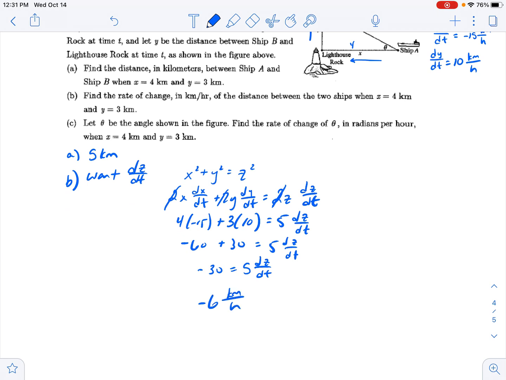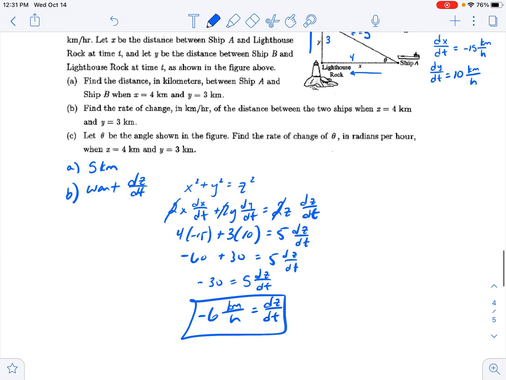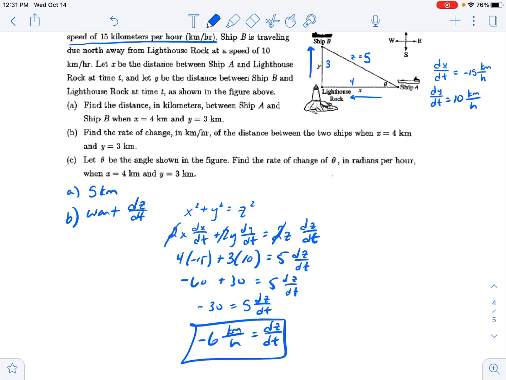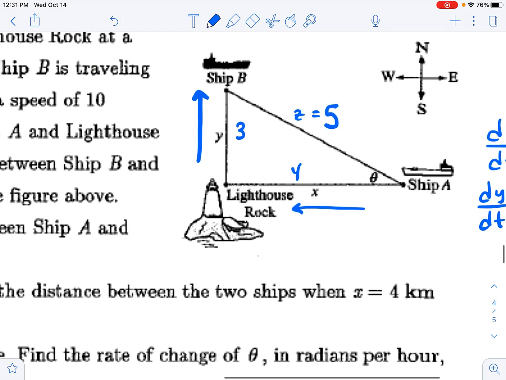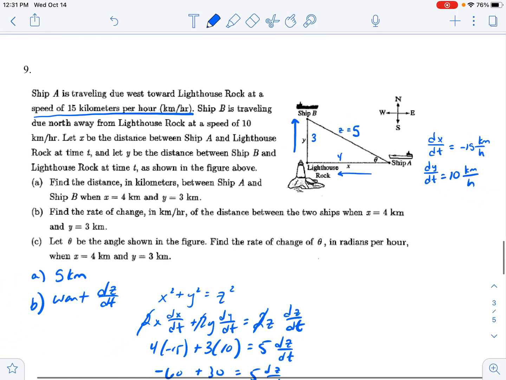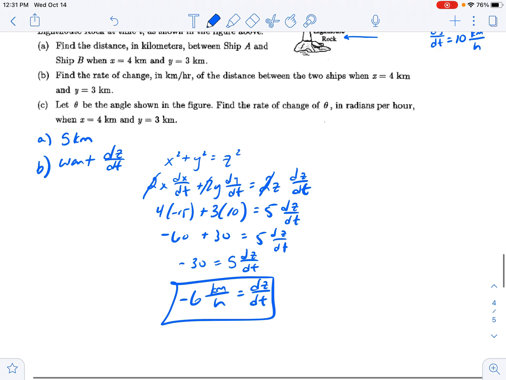And dividing, it looks like we get negative 6 kilometers per hour is the rate of change of the distance between the two ships at this moment in time, right? And what does that mean? What does that say about the distance between the two ships? They're actually getting a little bit closer together. The rate of change of side z was negative, so the length of side z, the length of that hypotenuse, at that moment, is getting shorter.